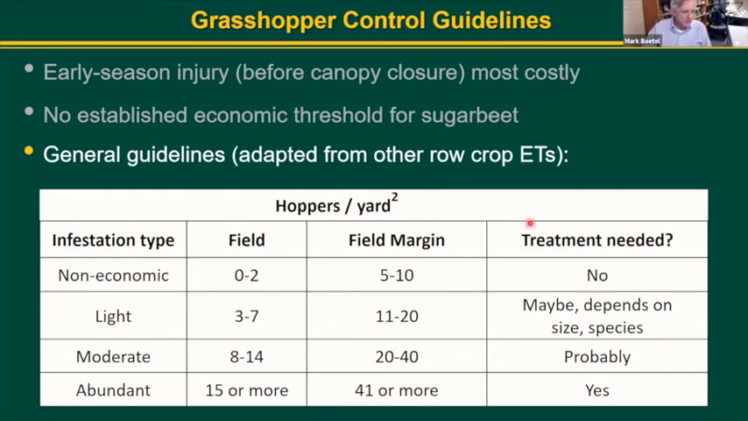So generally, within the field, you need to get up in that range of 5 per square yard before you should think about controlling them. And you can tolerate a whole lot more in the field margins. If you've got grassy field margins, keep an eye on the field, and you can even do border treatments to manage them also.